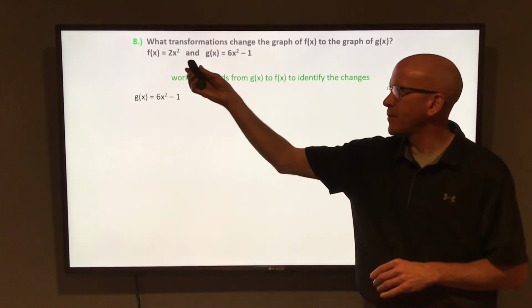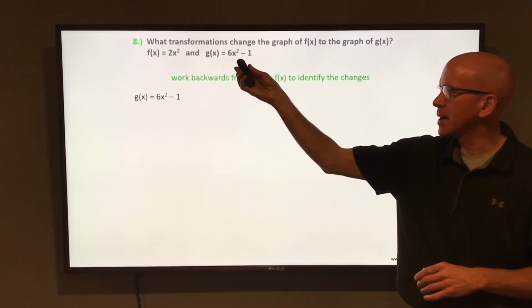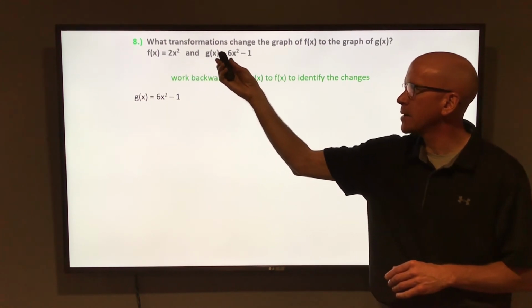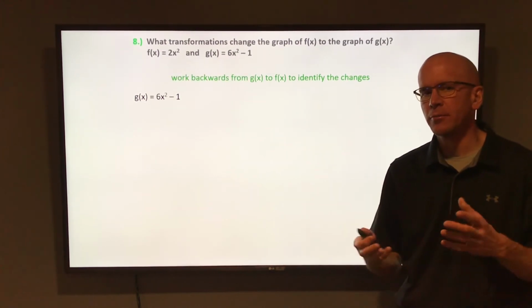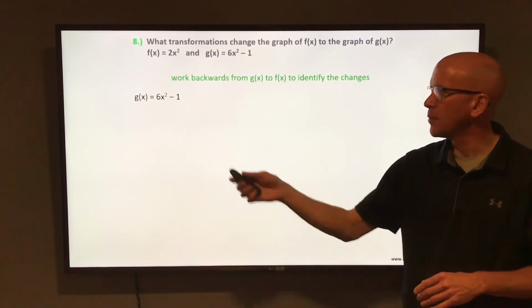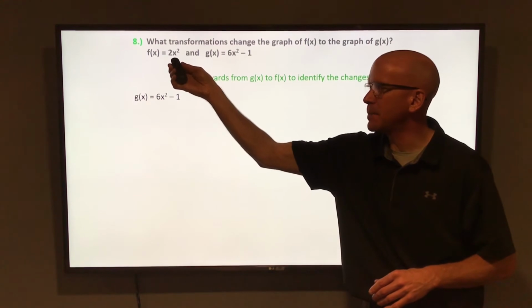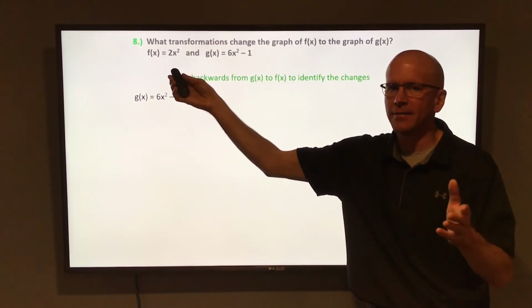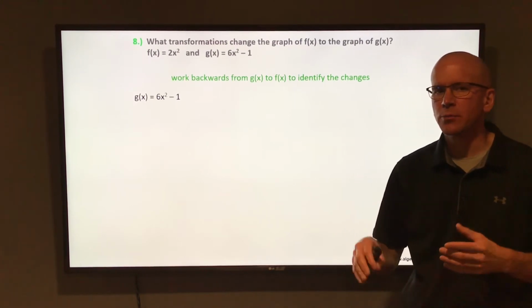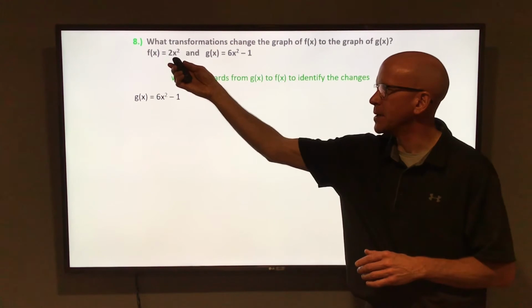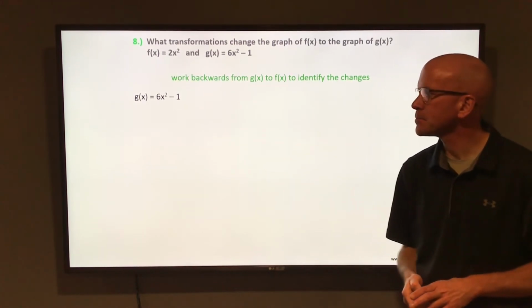So if we go from f of x equals 2x squared to g of x equals 6x squared minus 1, think about how you went from 2x squared to 6x squared. How would you go from 2x squared to 6x squared? You'd have to multiply by 3. So we multiplied the y value, that whole right side, by 3. And remember what that does. If you take a point, you multiply the y value by 3, that stretches the graph away from the x-axis. So there was a stretch taking place there by a factor of 3.